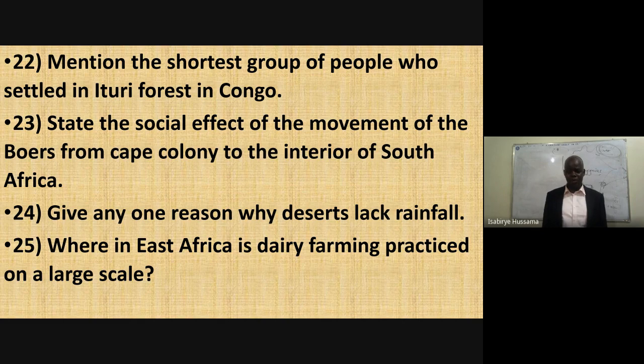Those are now political effects. We have economic effects, social effects, political effects. Now, we also mentioned that the economic effects, that it led to discovery of gold and diamond. May I hear from my students, the candidates, do you know the chief mining area of gold in South Africa? The main mining area for gold in South Africa. Candidates of the year 2023, where is gold mined on large scale in South Africa? Which place is that?